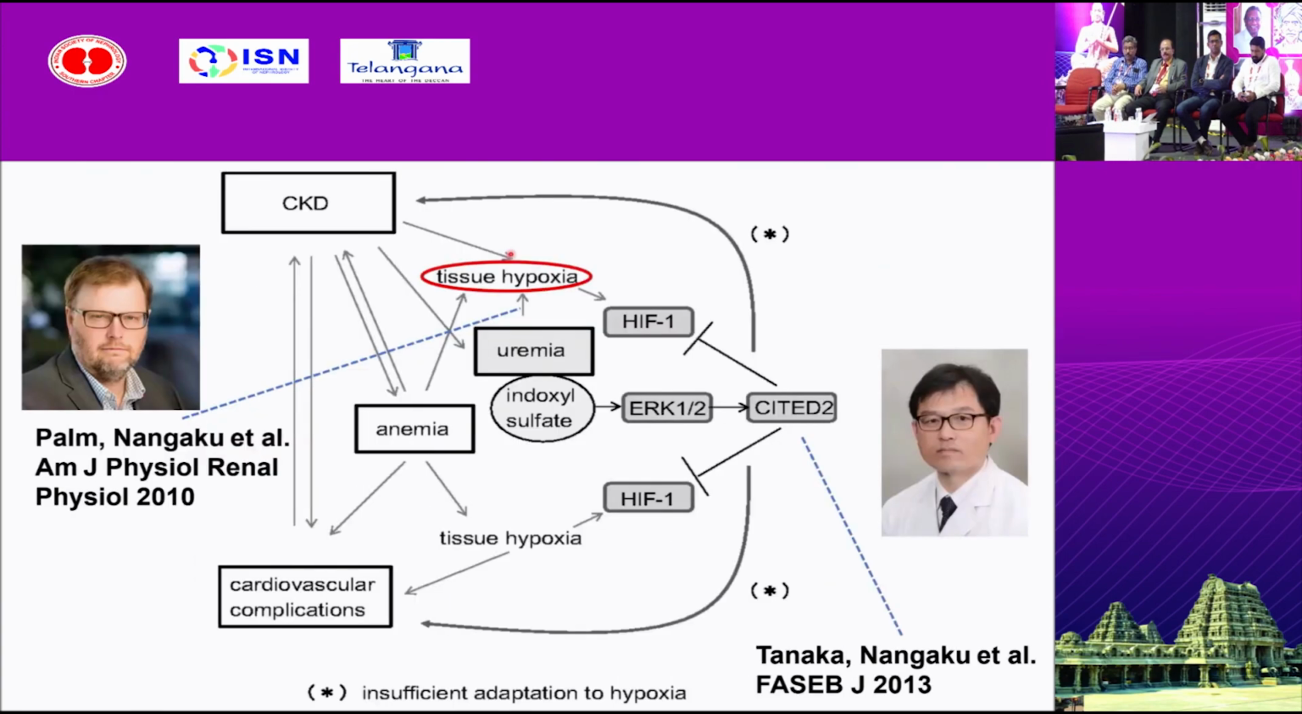This is also important for cardio-renal connection. Patients with kidney disease are known to develop cardiovascular complications. Because uremic patients cannot activate HIF, their organs are more susceptible to ischemic insults. So because of inappropriate activation of HIF, these patients tend to develop ischemic heart disease, stroke, and other types of cardiovascular complications.